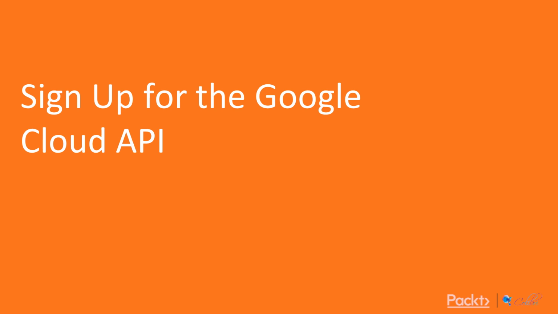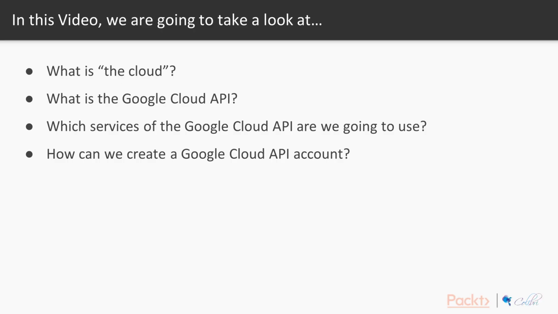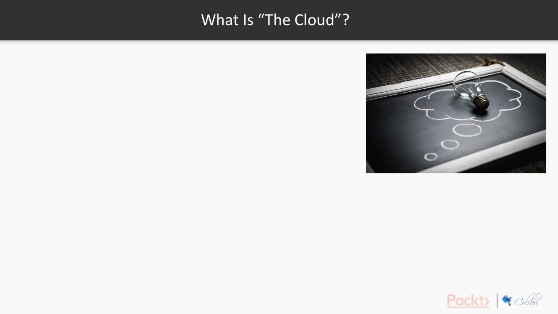Sign up for the Google Cloud API. In this video, we are going to look at the cloud and what it means. Then, moving to the Google Cloud API and explaining what it offers. Then we will discuss the services that we are going to use and how we are going to use them. Finally, we will create a Google Cloud API account to make sure you have access to the developer dashboard.